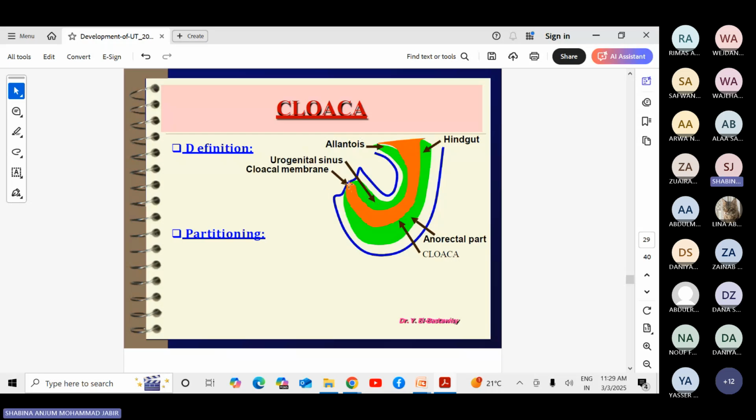Then at the end you can see there is a membrane which is called the cloacal membrane. If you remember, in the gut tube we saw that there is a buccal membrane at the starting and the cloacal membrane at the end, because at this stage all the urinary waste product is going to the umbilical cord through the allantois. So this part is closed by the cloacal membrane.